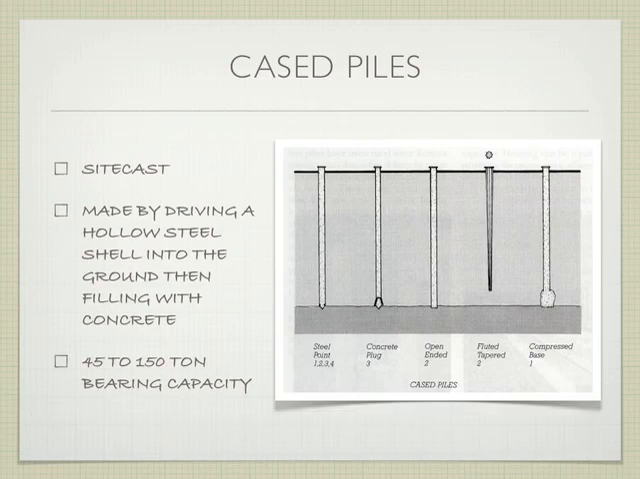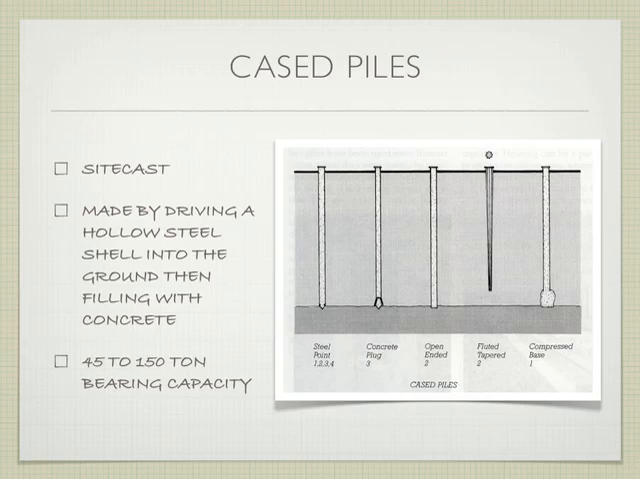So we also have what are called cased piles, right? These can be site cast, right? And the idea here is that we drive a hollow steel shell into the ground, right? Once we've done that, we fill that steel shell with concrete, okay? Which is kind of a hybrid. It might get us there. It's not quite as good as a precast concrete in terms of corrosion resistance, but it does give us a little bit more flexibility, right?